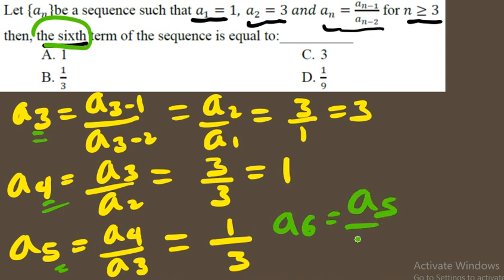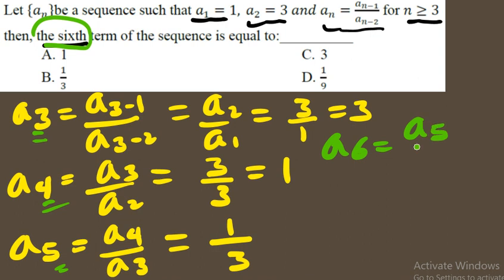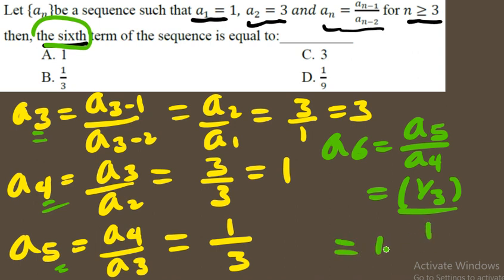A5 over A4. That means, what is A5? 1 over 3, and this is an upper fraction, so let us write it at the top. Let us start from the top to use our space effectively. So A6 is equal to A5 over A4, where A5 is 1 over 3, the whole over A4, which is just 1. 1 over 3 over 1 means 1/3. So the answer must be B.